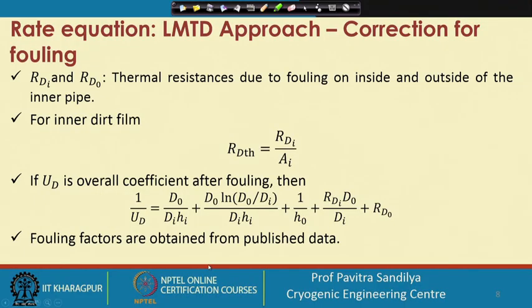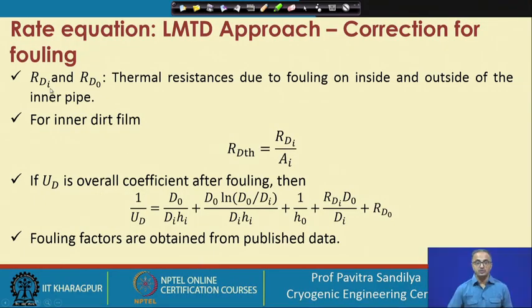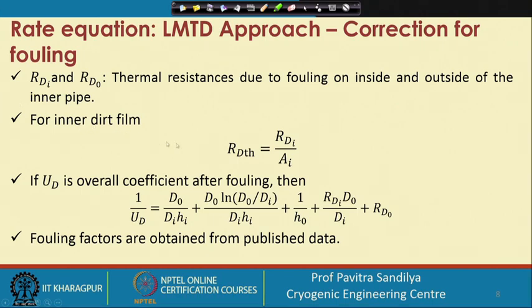To account for the fouling resistance, we define two more resistances, RDI and RDO. These are resistances due to fouling on the inside and outside of the inner pipe. Please note that we are not concerned here about the outer pipe, because that is not coming into the picture as far as the heat exchange between the two fluids is concerned. So we are looking at the fouling resistance on the inner wall and the outer wall of the inner pipe alone. So for the dirt film, we write that this is the thermal resistance.